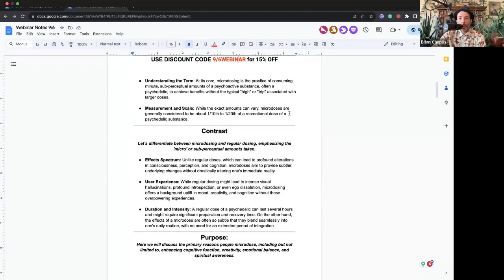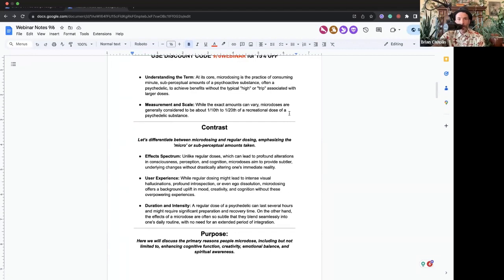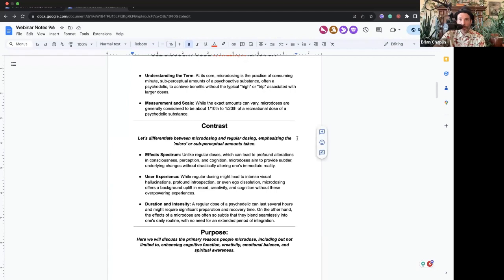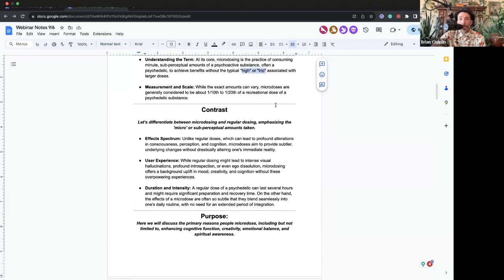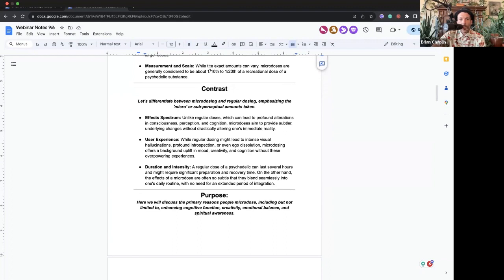You've probably read here, understanding the term. At its core, microdosing, I'm just going to blast through this, is the practice of consuming minute subperceptual amounts of a psychoactive substance, often a psychedelic, to achieve benefits without the typical high or trip associated with larger doses. It was Elise, right? So she definitely probably experienced the trip with the larger dose of a macro. Measurement and scale, the exact amounts. We talked about this, 1/10 to 1/20th of a recreational dose.